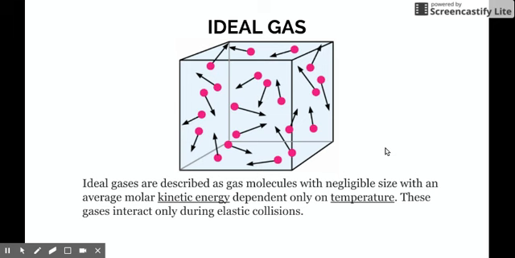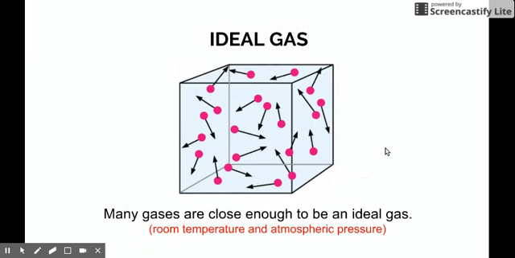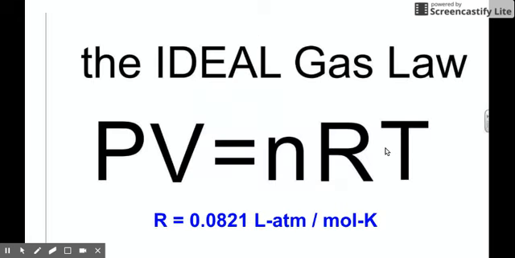When we say elastic, there's no loss of kinetic energy. And take note, ideal gases do not have any molecular interaction with each other, just when they collide either with each other or with the walls of the container. When we talk about the walls of the container, we speak about the measurement of the pressure these gases exert on the walls. Many gases are close enough to being ideal because most conditions are usually at room temperature and at atmospheric pressure, which is usually 1 atmosphere.